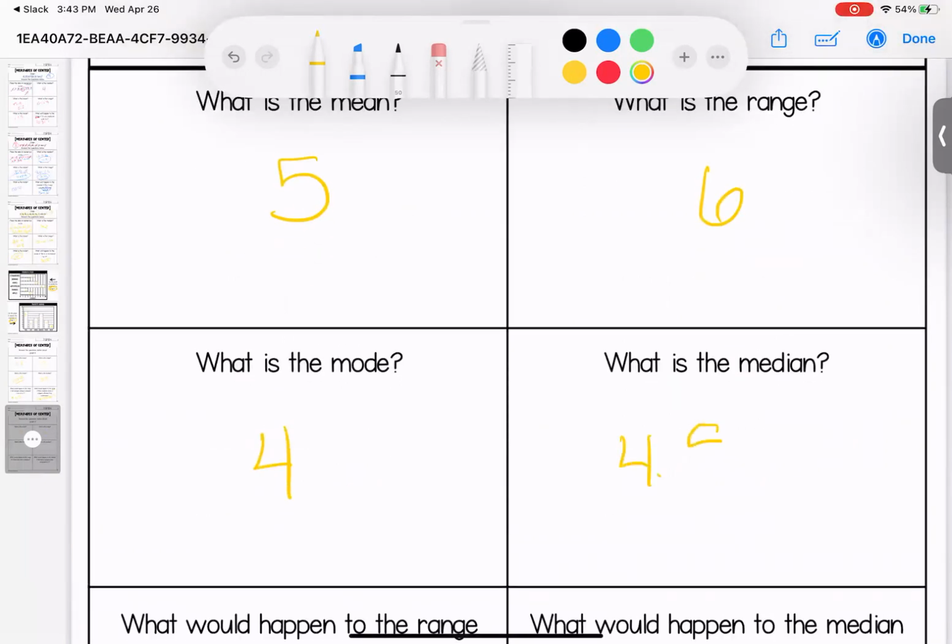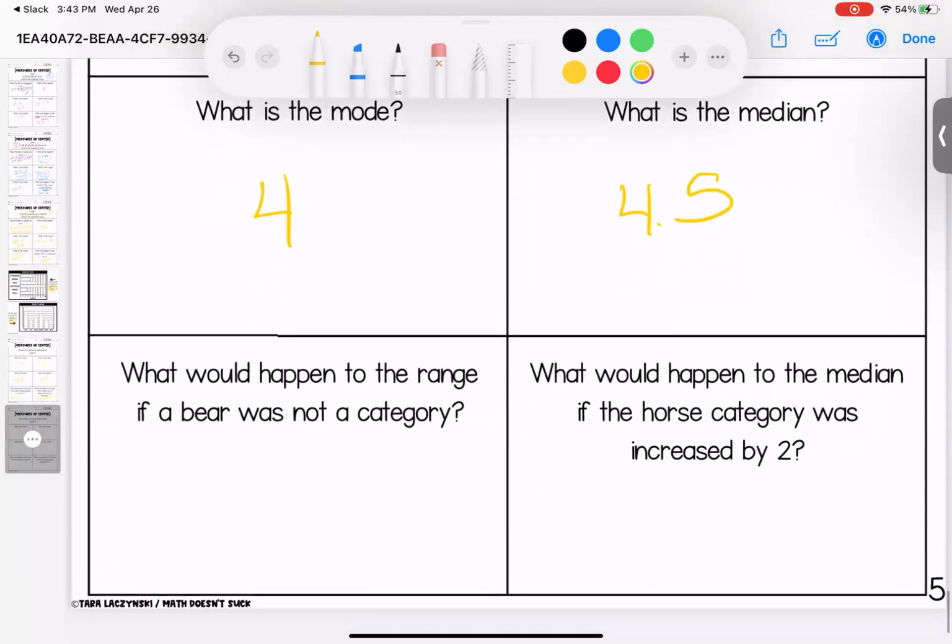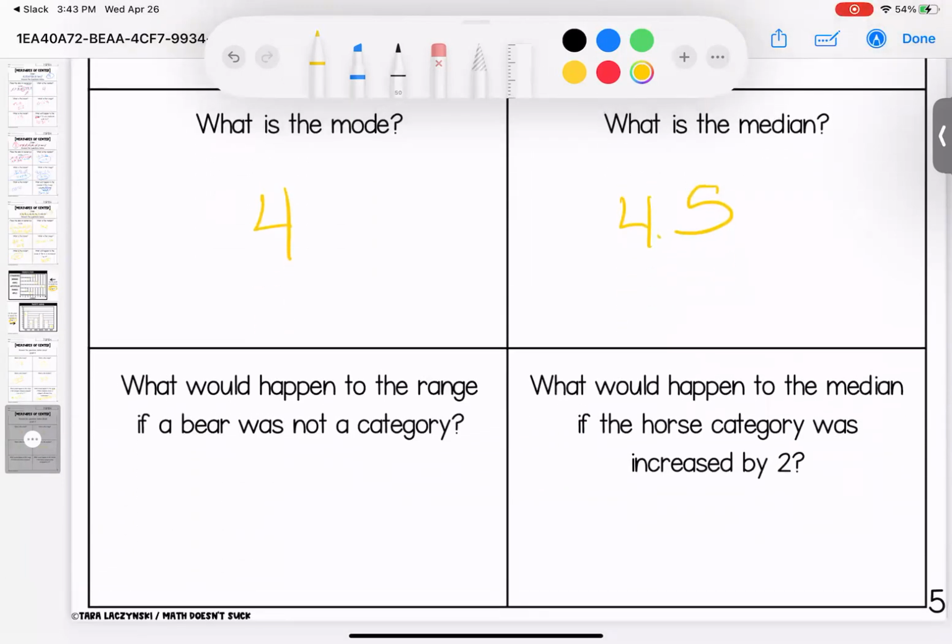The middle is 4.5. What would happen to the range if a bear was not a category? The range would become 4. And what would happen to the median if the horse category was increased by 2? This would increase to 5.5.